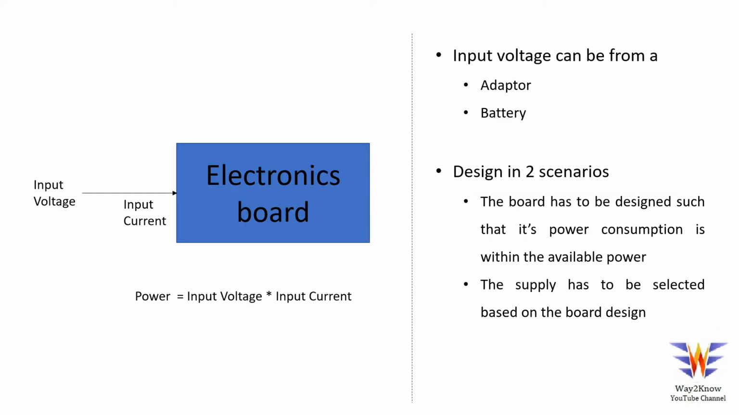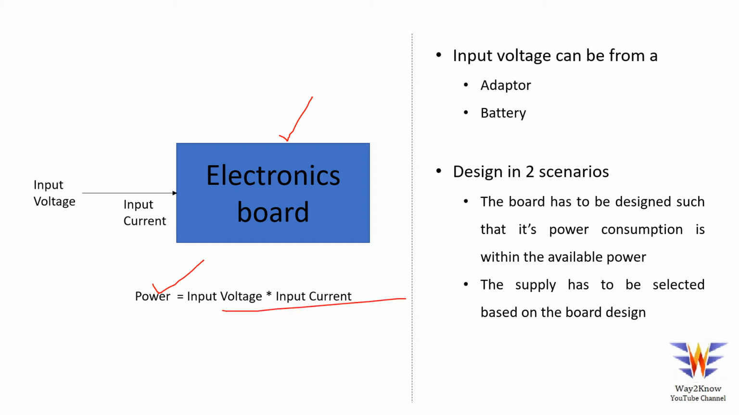So the first thing, let us assume an electronics board, which is a PCB basically. For this, there would definitely be a connector which provides the input voltage, and then there will be input current which is consumed by this electronics board. So if you talk about the power requirement of this electronic board, we simply do V into I. That means power is nothing but voltage into current, right?